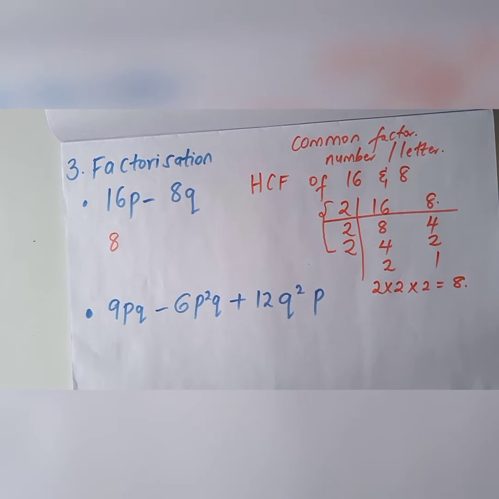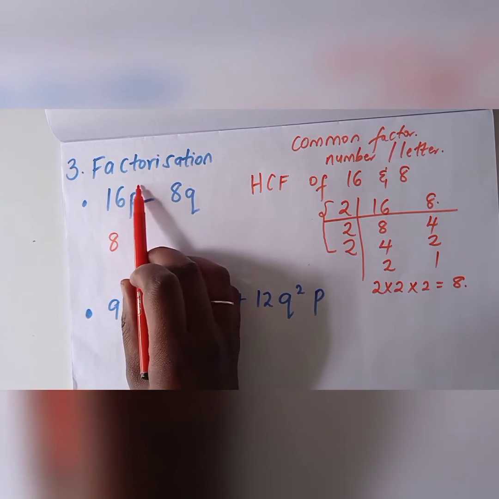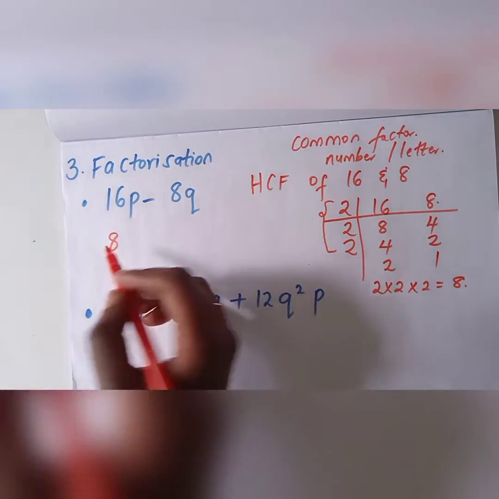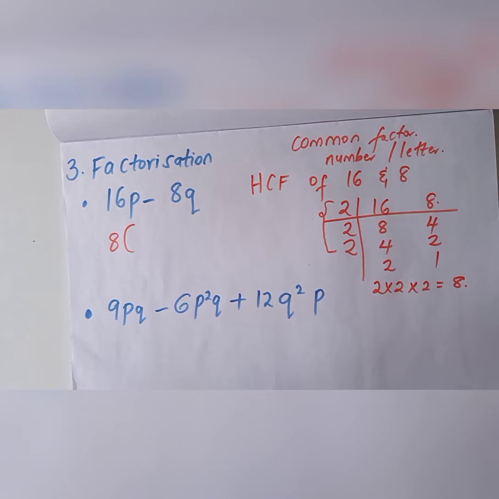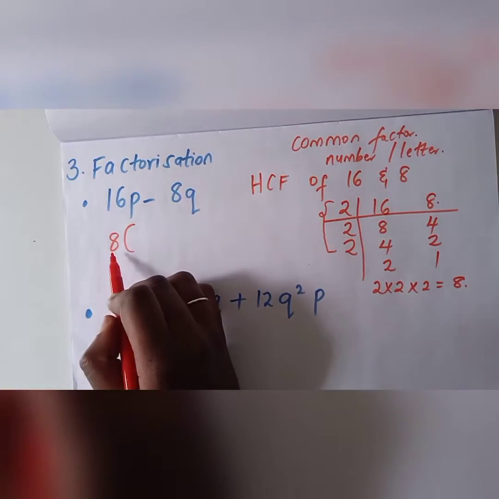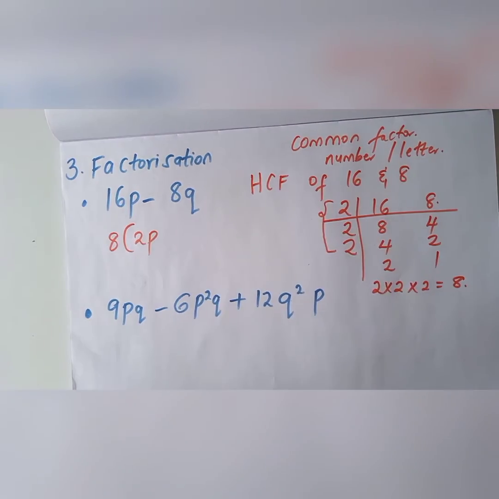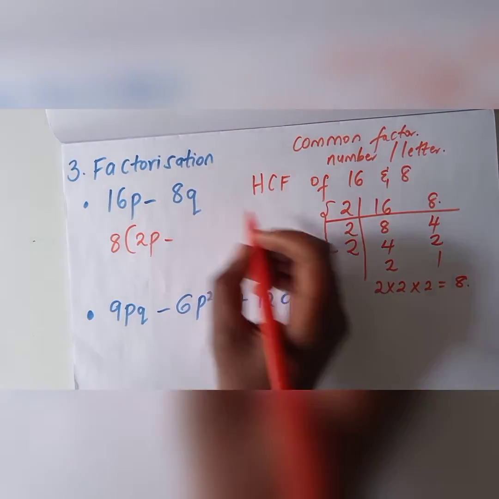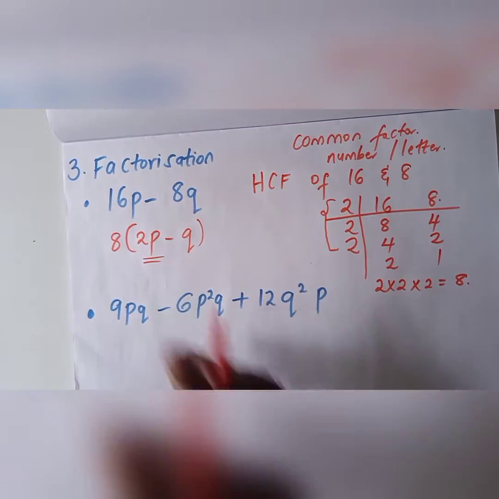So 8 goes outside. Next thing you need to look at is the common letter. Do you have a common letter between the first item and the second item? There is no common letter. So only 8 goes outside the bracket. Now you put a bracket. 16 divided by 8 is 2. And you're left with the P. Minus 8 divided by 8 is 1. And you're left with Q. So that will be the factorization.